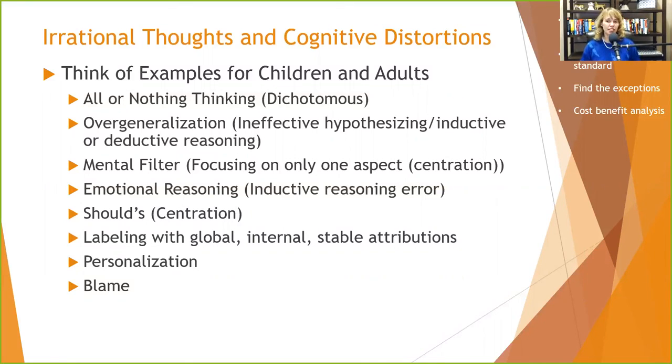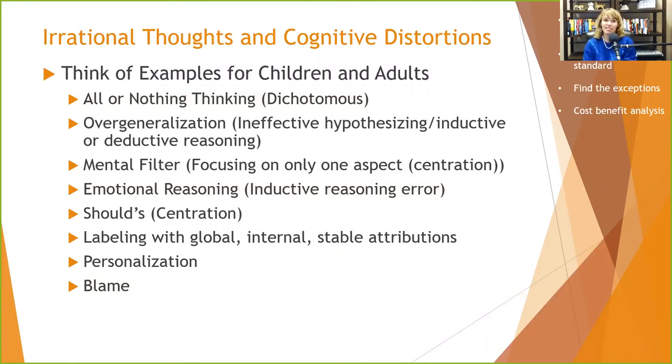Labeling with global, internal, and stable attributions. Children do this a lot because they're overgeneralizing, because they don't have a frame of reference for, does this always happen, or is it just occasionally? Global attributions means everybody, all the time, any situation. Internal means it's about me, some sort of deficiency or failure. And stable means I can't change it. And we're going to talk more about that a little later.